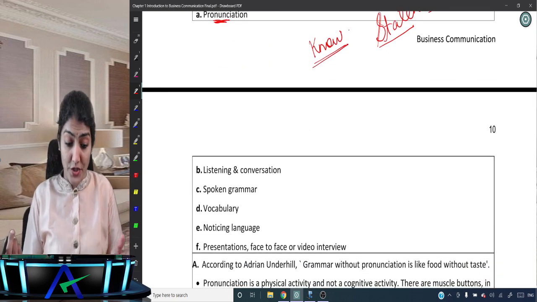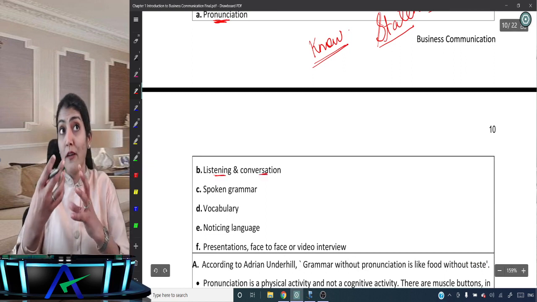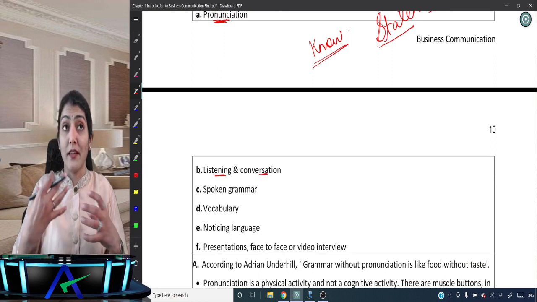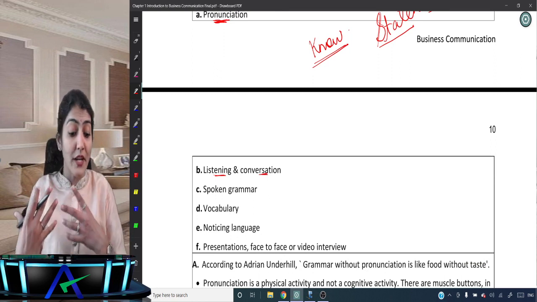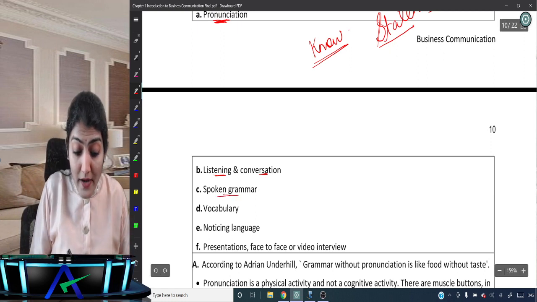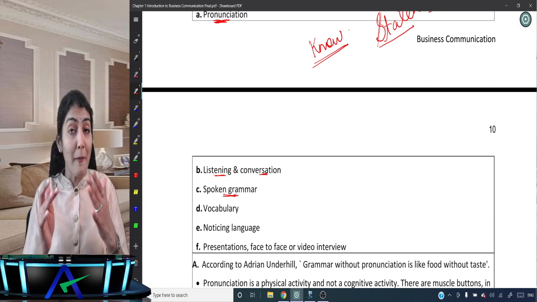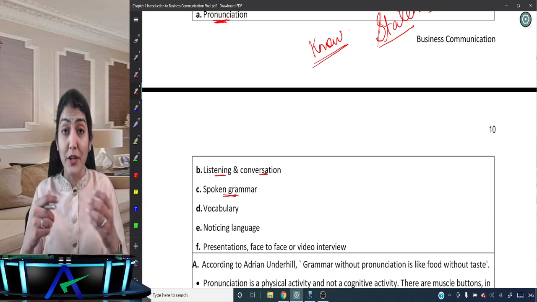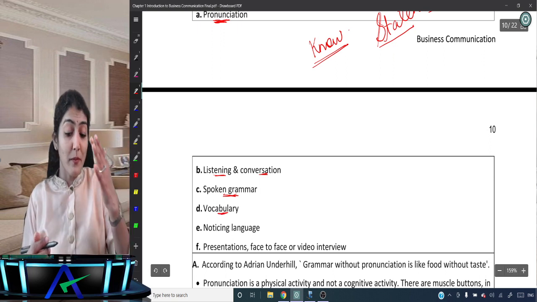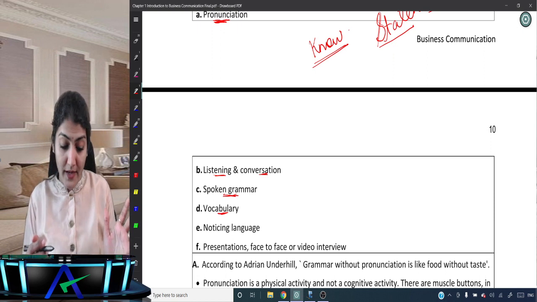Then listening and conversation. You have to involve the listener whenever you are speaking, and also the conversation. So it has to be a two-way communication, not a one-way communication. And grammar. The grammar has to be correct, with no grammatical errors in your communication and sentence formation. Then vocabulary, which we've already talked about, having a rich vocabulary.